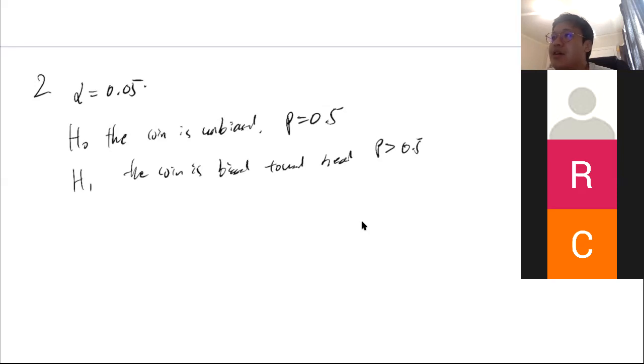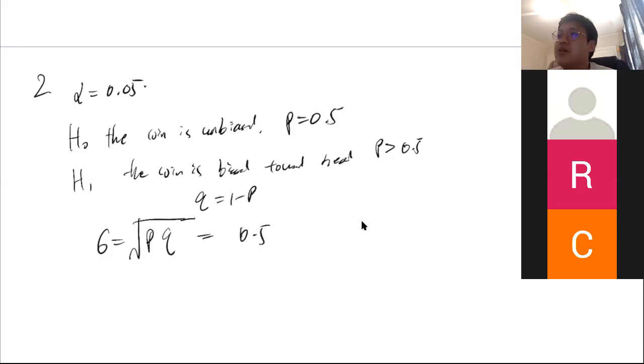And then we need to calculate the specific statistics. Remember, each flip is just a Bernoulli variable. So the standard deviation is the square root of PQ, where Q is equal to 1 minus P. In this case, this is just equal to 0.5, because we're taking a square root.